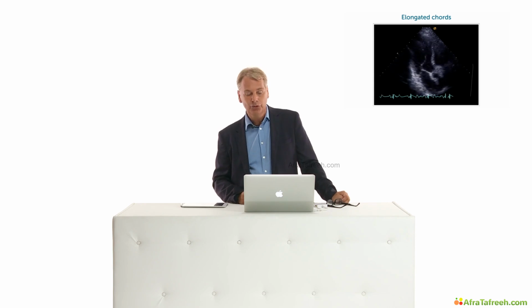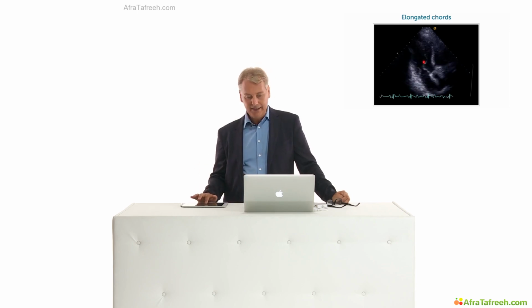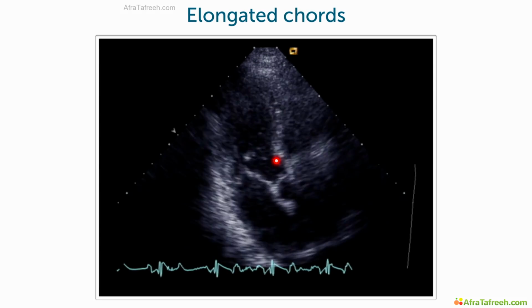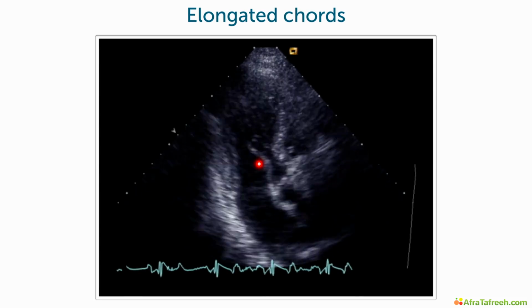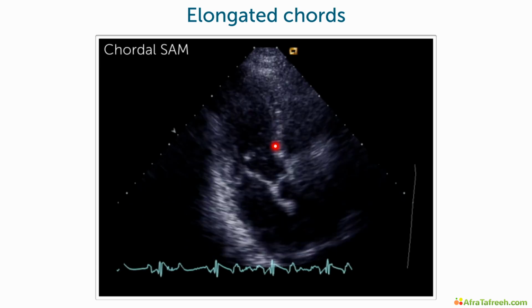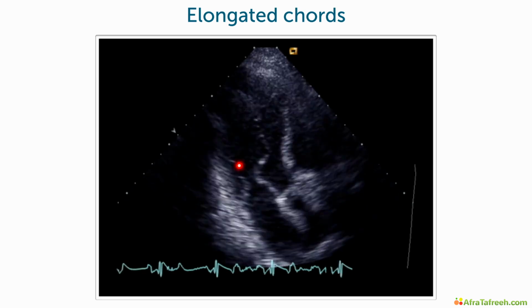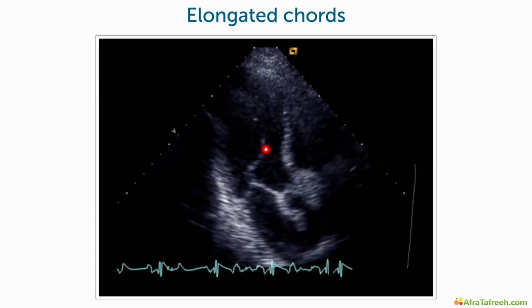The second pseudotumor is the so-called elongated cord. Those are cords which insert normally into the mitral valve, but for some reason or other are rather long. And therefore they have a whip-like motion, and they can actually have a motion very similar to that of the mitral valve in SAM, in systolic anterior motion. And that's why we call this a chordal SAM. Now, this does not cause obstruction at all, but at times it leads to the misdiagnosis of a tumor, of a vegetation, for example.